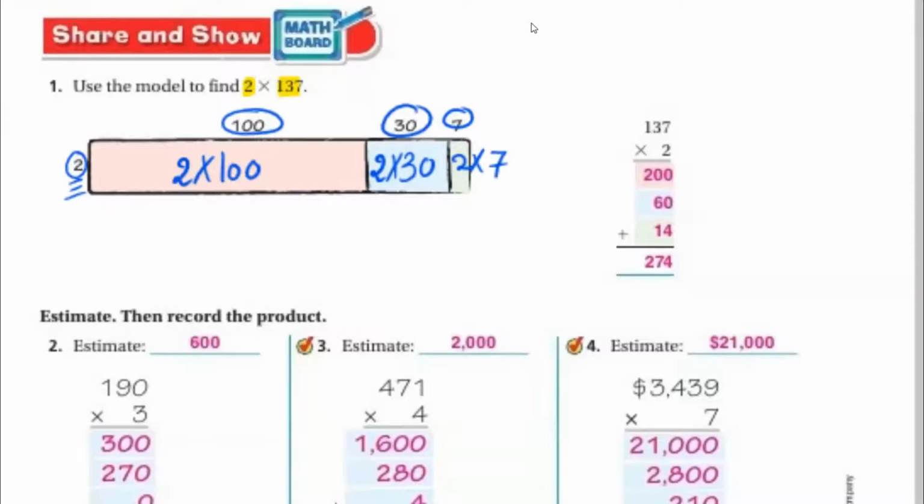Okay. After that, we have 2 multiplied by 100 equals what? 200, right? And 2 multiplied by 30 equals 60, and 2 multiplied by 7 equals 14. And then let's add them together, like you see here. If you want to use this method, you have to multiply 1 by 2, which is 100, so it will be 200, and 3 by 2, which is 30 in tens place, so it will be 60. 7 multiplied by 2 equals 14. 200 plus 60 plus 14, it will be 274. Okay, let's move to the next one.